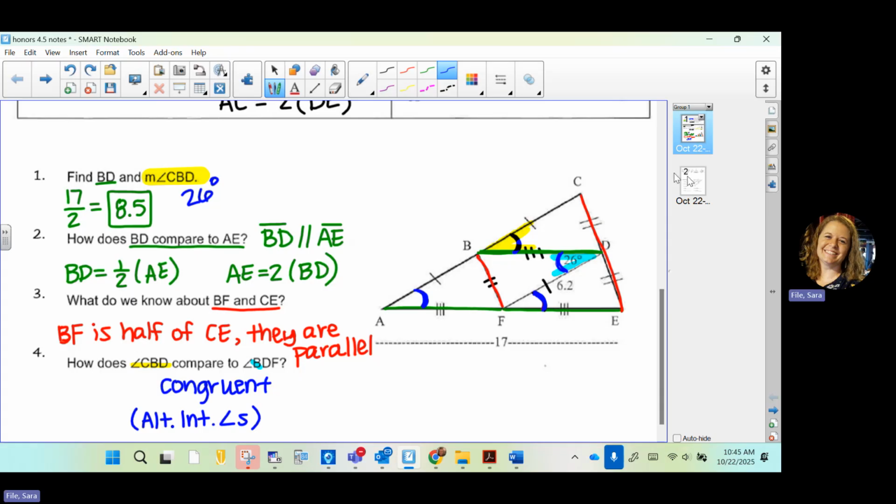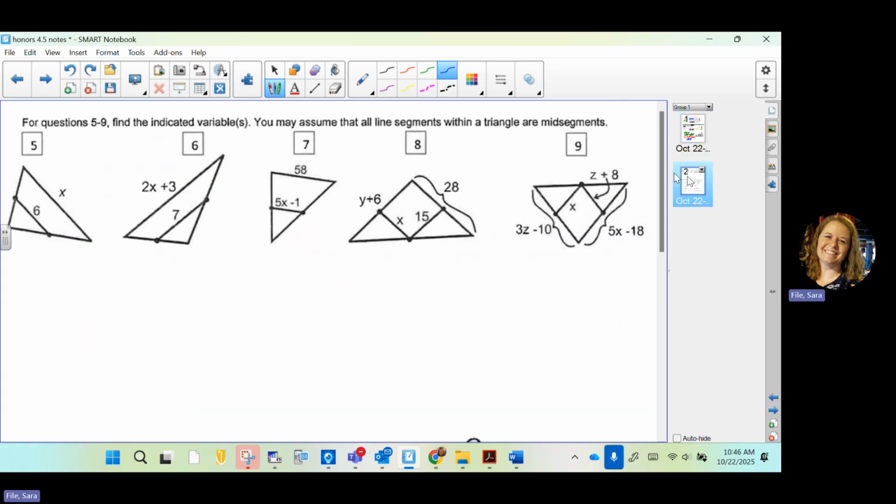Okay, let's look then on the back. This first section up here is asking you to find the missing variables, and it is not marked in the picture that any of these are mid-segments. There are no tick marks telling us that these are midpoints, but they tell you in the instructions. They say, assume that all the line segments within the triangle are mid-segments. So we're following the instructions, being told that these are mid-segments.